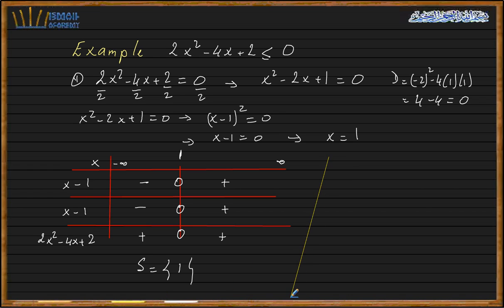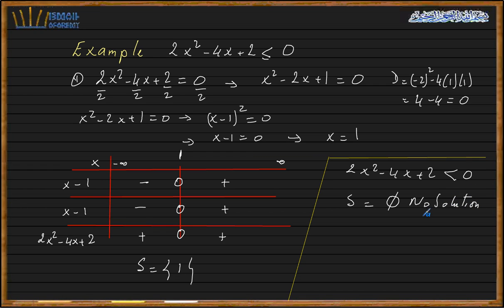In case you have the same, for example, 2x squared minus 4x plus 2 and we have strictly less than 0, of course that means I will have 2 bars here and this can never be negative. So my solution here is empty. That means no solution, because this can never be negative.